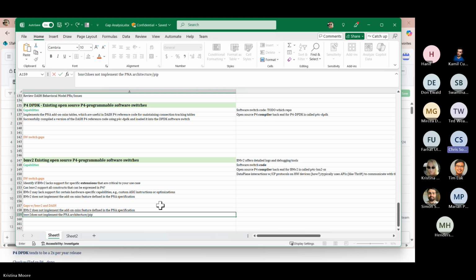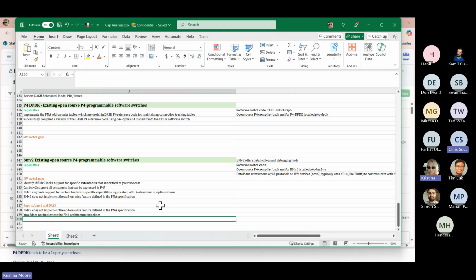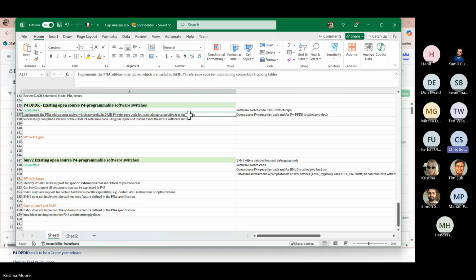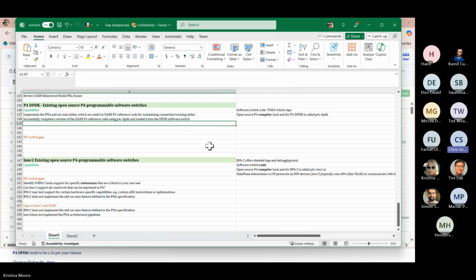The P4 DPDK implements the PNA. Yes, add-on miss tables anyway. And so if that compiler closed the 128-bit gap, we'd be able to start experimenting with it more thoroughly and find out if that puts us a step closer, or if we have to reinvestigate some assumptions.